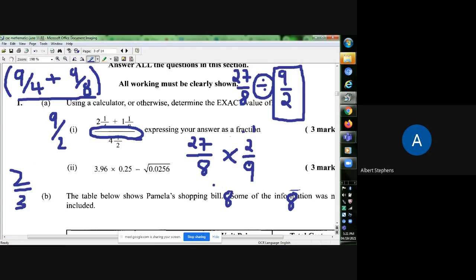Do I find LCM? No. We just cancel. As you can see, we can see that 2 and 8 can cancel. So 2 into 2 goes 1. No, sir. 2. Come again.